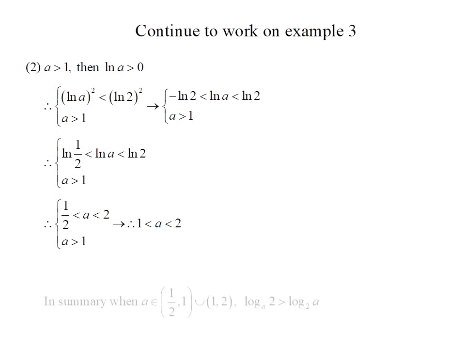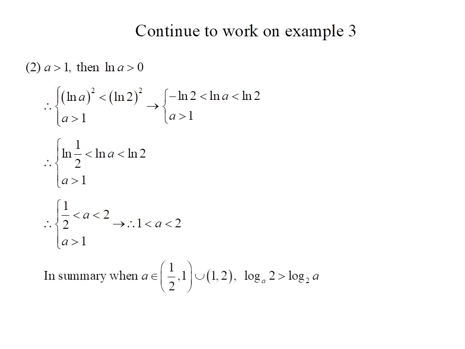Based on the above, we may conclude when the value range of a is the union of two sets, one is between half and 1, and the other is between 1 and 2, excluding both endpoints, the inequality is valid.